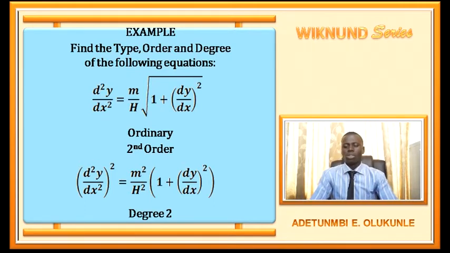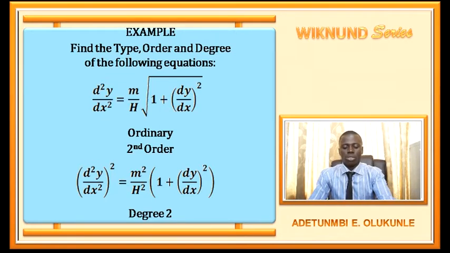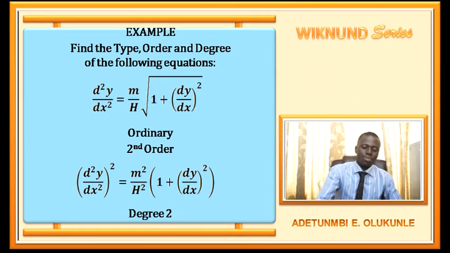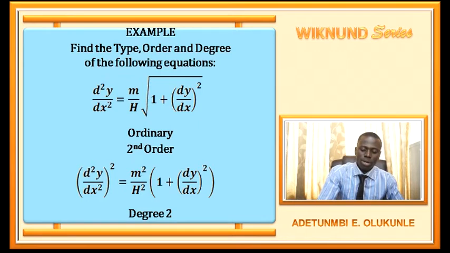So we are given this. d²y/dx² squared equals m over h square root of 1 plus dy/dx all squared. What is the type? The type is ordinary, because we have just one dependent variable, the one on top here, y, and one independent variable, x, so the type is ordinary. So what's the degree?